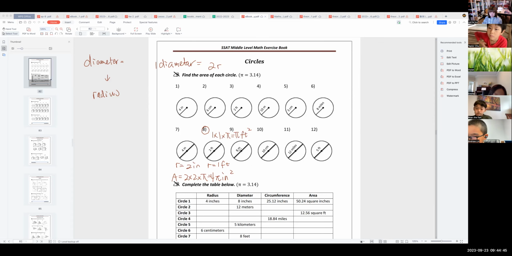Andrew, can you tell me number 9 equals what? Number 9, the diameter is 8. What is the radius? Radius is 4. Very good. What is the area? 16 pi meter square. Okay, very good. Okay, so number 10, number 11, number 12.